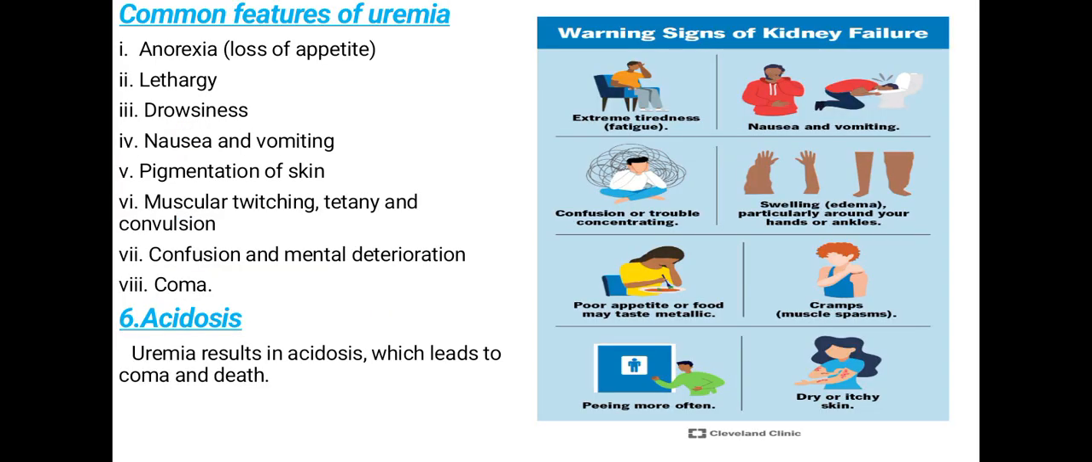Then we will see about the common features of uremia. Anorexia, lethargy, drowsiness, nausea and vomiting, pigmentation of skin, muscular twitching, tetany and convulsion, confusion and mental deterioration. Then the last one is coma. Then acidosis. Uremia results in acidosis, which leads to coma and death.